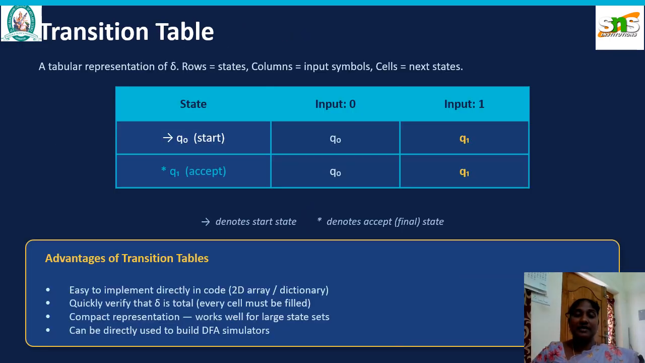The transition table is another notation to represent the DFA. The rows represent the states. Here there are two rows, the start state and the accept state. The start state uses the right arrow and the accepted or final state uses an asterisk. The columns represent the input symbols, 0 and 1. When Q0 takes 0, it remains in the same state. When Q0 takes 1, it goes to the Q1 state. When Q1 reads 0, it goes back to the Q0 state. When Q1 reads 1, it remains in the same state.